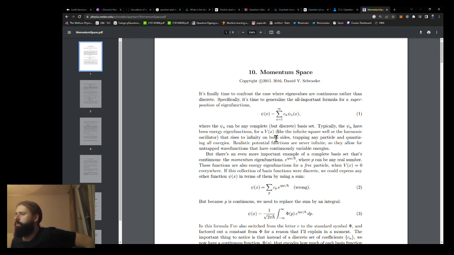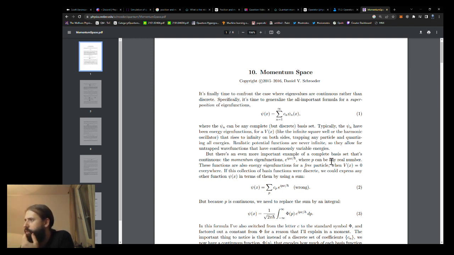That rises to infinity on both sides, trapping the particle and quantizing the energy. Realistic potential functions are never infinite, but there's an even more important example of a complete basis set that's continuous: the momentum eigenfunctions. I'm still not sure I grasp the concept of a continuous basis, but okay, let's just ignore that for a second.